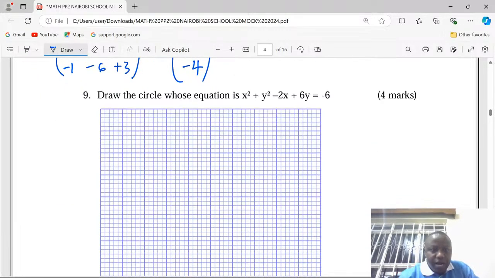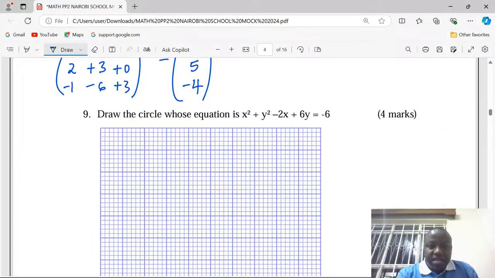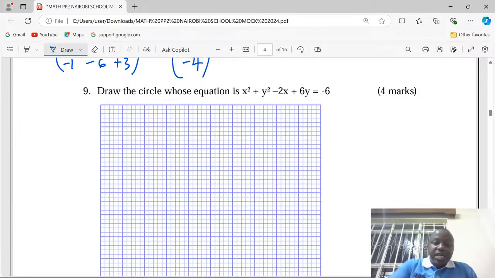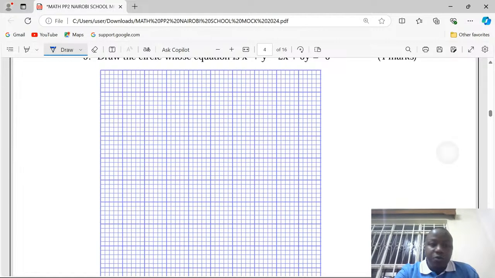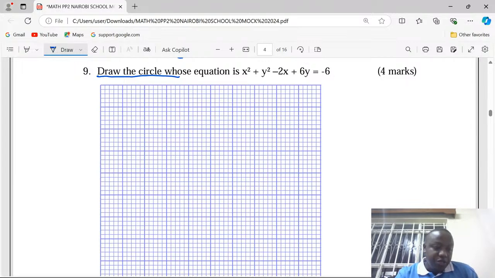We proceed to number 9. Draw the circle whose equation is x squared plus y squared minus 2x plus 6y equal to -6. Draw the circle. The instructions are simple. We are just drawing the circle. So what you're supposed to know is that from the equation of a circle, we can obtain the radius of the circle and also the center of the circle. And now that there is a grid which has been provided, then we can use the grid to draw the circle, because the demand statement is draw the circle. So let's use now the equation provided for us to get the center and also the radius of the circle.